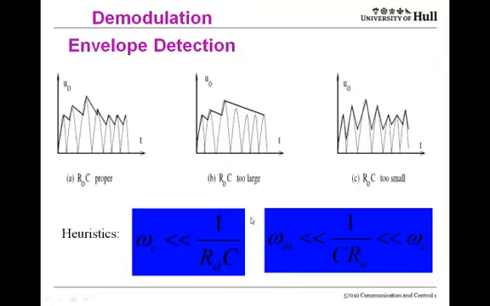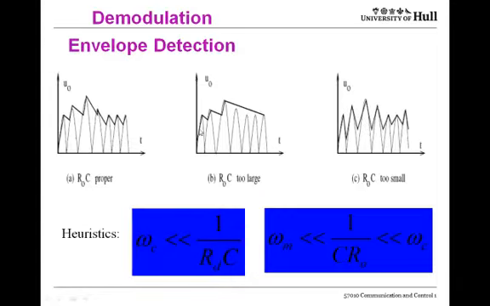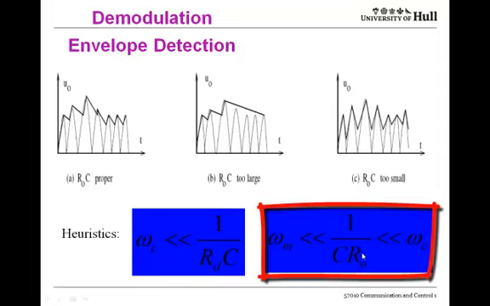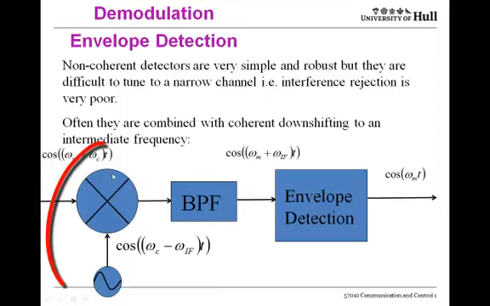So we have these two heuristics. Firstly, the charging time constant must be much smaller than the carrier period. This is so you can track the increasing signal. And the second, the discharge time constant, has to be between the message signal period and that of the carrier. Envelope detectors are often mixed with superheterodyne demodulation. So you can have the expensive part that gets you down from the carrier frequency to the intermediate frequency, and then use envelope detection after that.